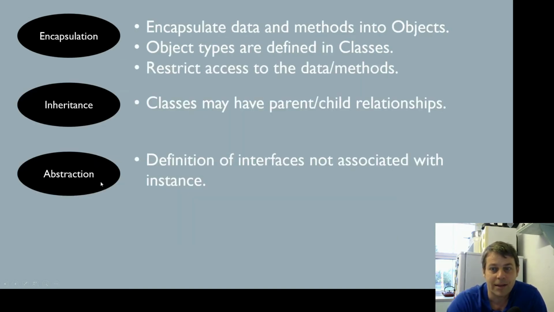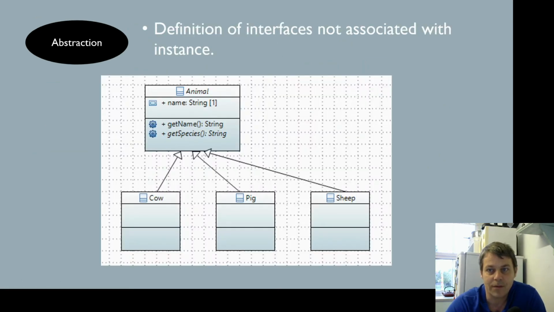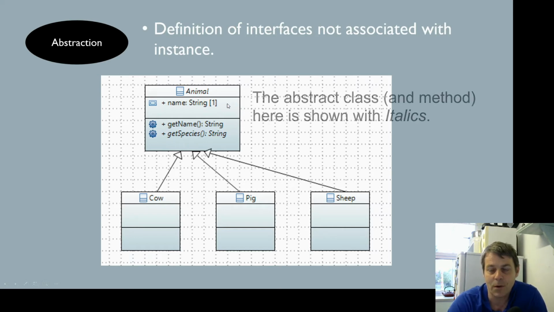So the next thing is abstraction. We can define interfaces which aren't associated with the instance of the class. There's two ways we can do that in Java. The first way is we have an abstract class. An abstract class is a class which is designed to be the parent of other classes, but in itself cannot exist as an instance.